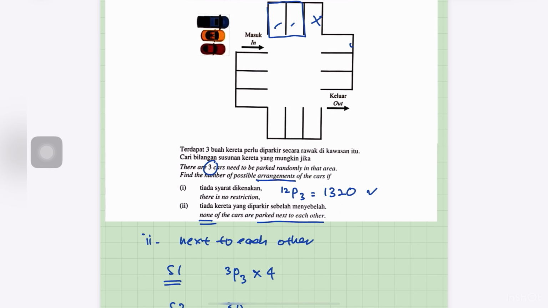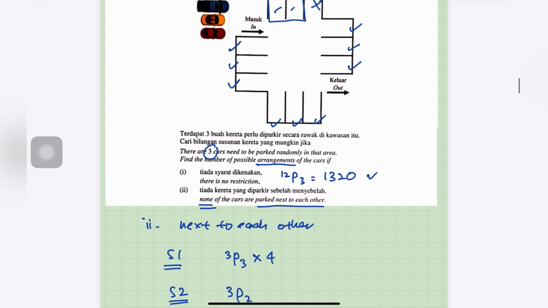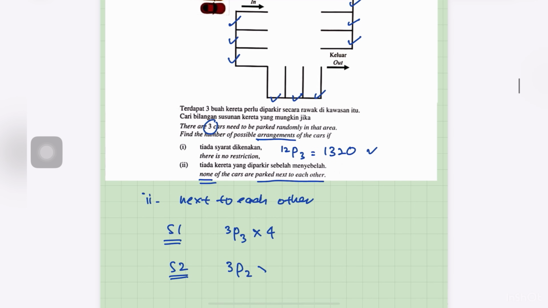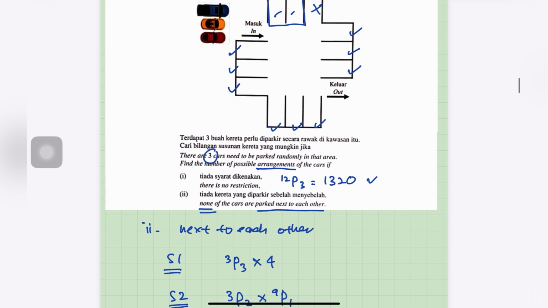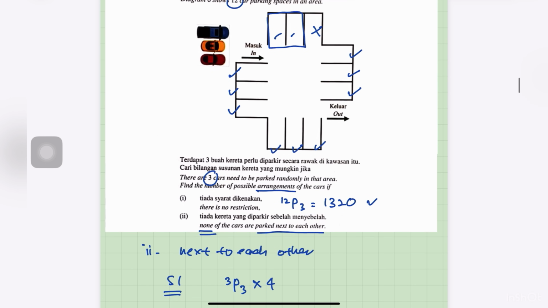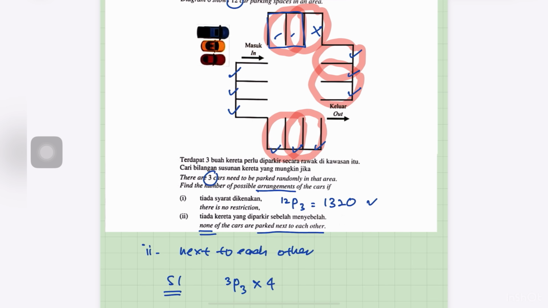So tempat mana? 1, 2, 3, 4, 5, 6, 7, 8, 9. Ada 9. Ada parking lot yang kosong. Okey, darab dengan satu kereta je tinggalkan. So 9P1. Okey, so situation tu yang 2 next to each other tu mungkin kat sini. Atau 2 kat sini. Atau 2 kat sini. Atau 2 kat sini. Or kat sini. Or sini.